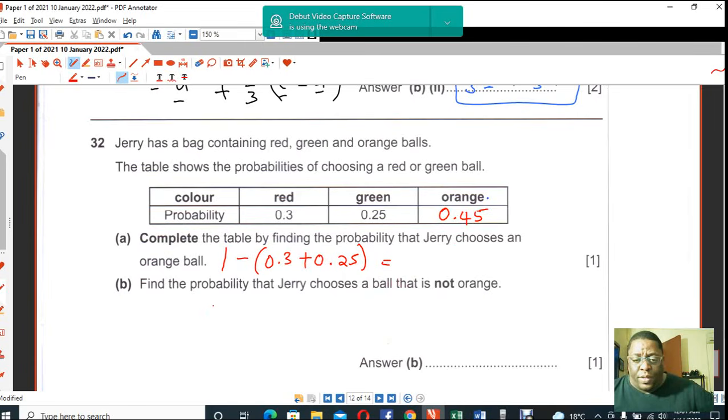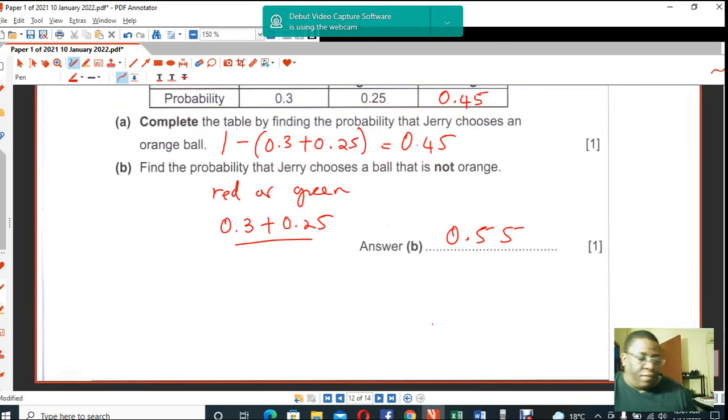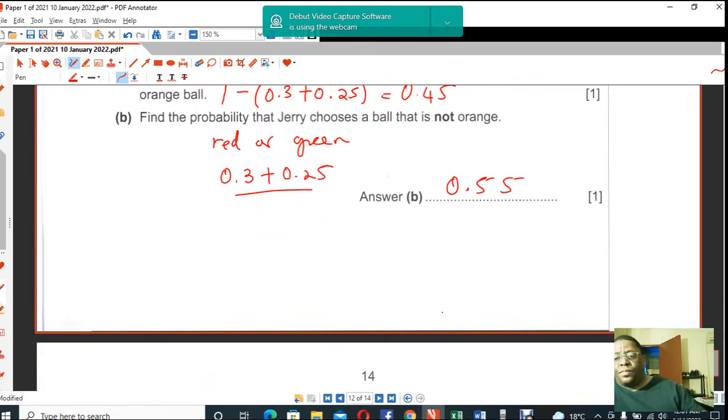So what is the probability that Jerry chooses a ball that is not orange? If he chooses not orange, it's either going to be red or green. So red or green, and 'or' means you add 0.3 plus 0.25. If this is giving you 0.45, then this one must give you 0.55, or 11 over 20. Then you have your answer as far as that part is concerned.